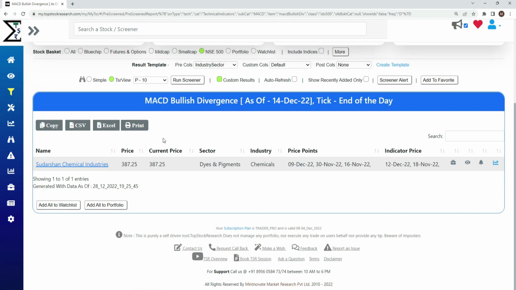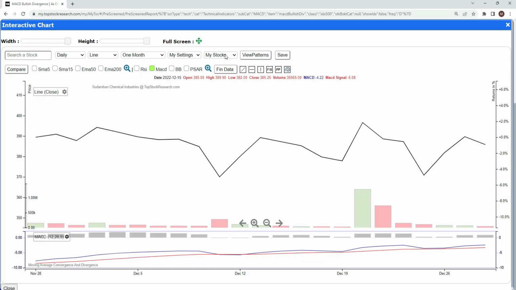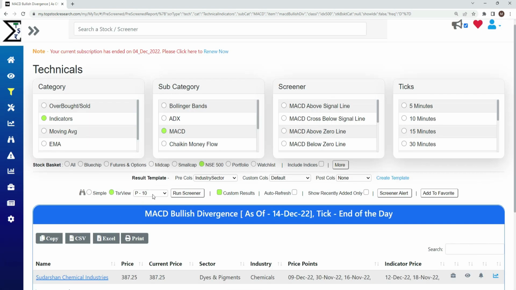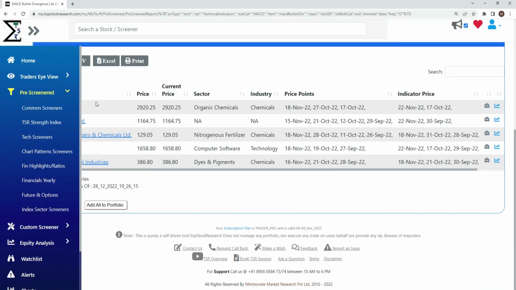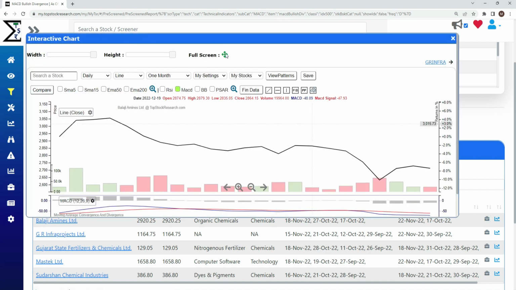So when you click on this one, on 14th, there was a MACD bullish divergence. Let's see where it stands. On 14th, there was a bullish divergence using these points, and then the stock movement in this particular case was not a great case. 14 December. So maybe we go a little bit more, maybe P minus 25. We see Balaji Amines as of 23rd of November.